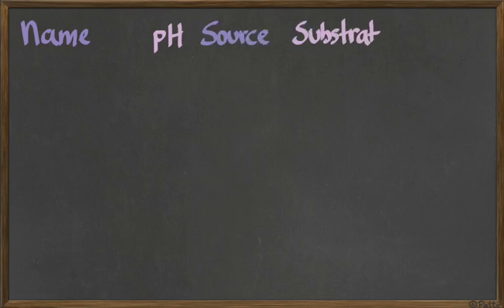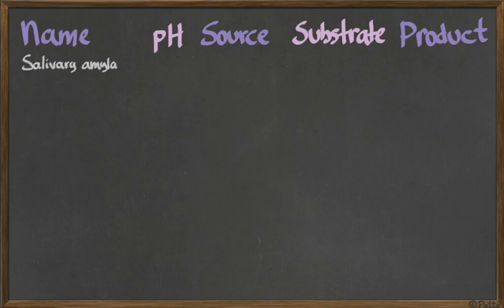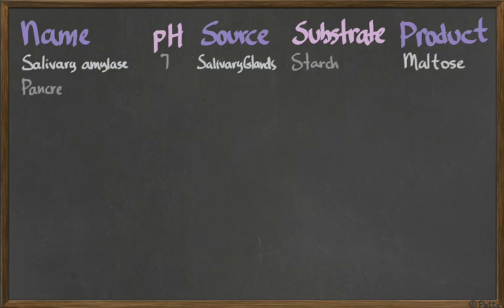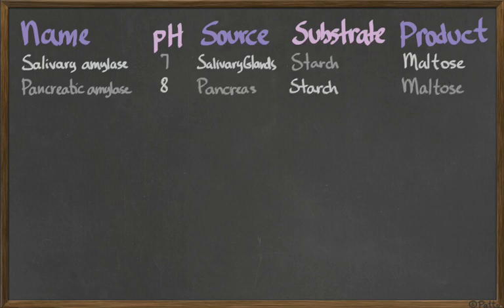And to make a table for you to try to remember the name, the optimum pH, the source, the substrate, and the products of the enzymes, let's put them over there. Salivary amylase, pH 7, produced by salivary glands, breaks starch into maltose. Pancreatic amylase, optimum pH 8, because the small intestine pH is 8. Produced by the pancreas, it breaks starch into maltose as well. Maltase, pH 8, produced by the pancreas, breaks maltose into glucose.